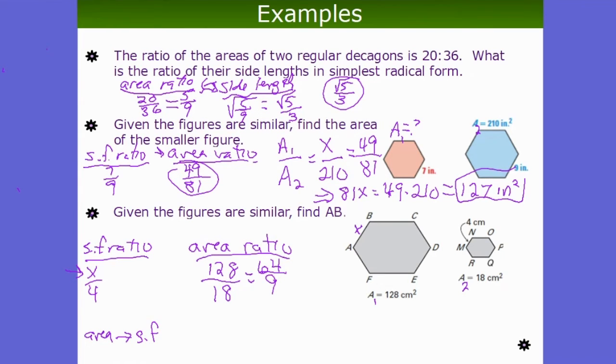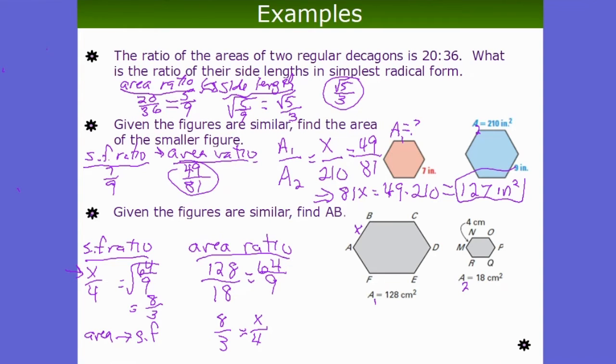So you're going to take the square root of 64 over 9. These both being perfect squares makes this very easy. So it's just 8 over 3. That is the scale factor ratio, which means now I can just set my x over 4 equal to that.